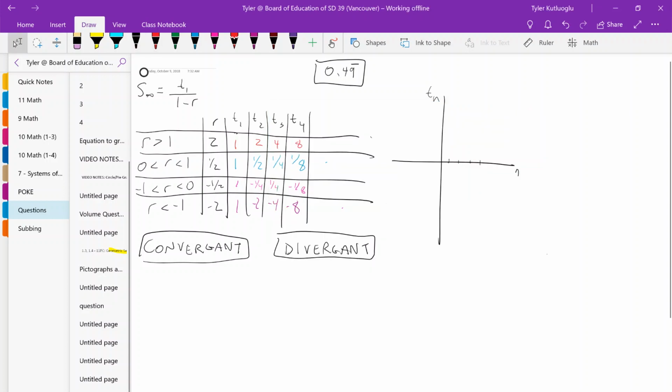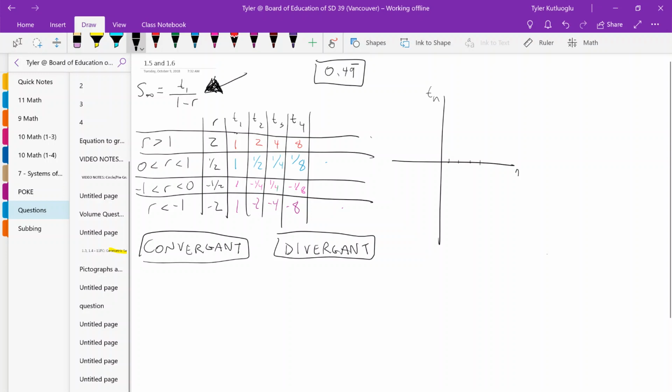All right, so this is the last section of the sequence and series unit. We're going to do 1.5 and 1.6. So the idea with this, what we're talking about is this formula right here. It's when we're dealing with infinite series.